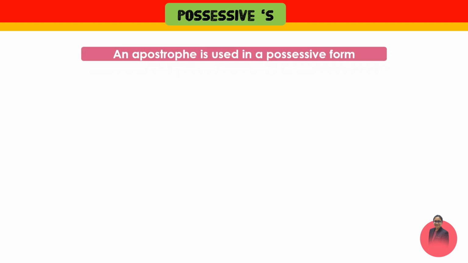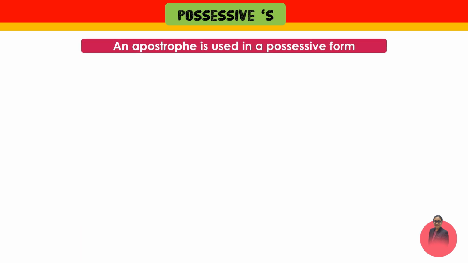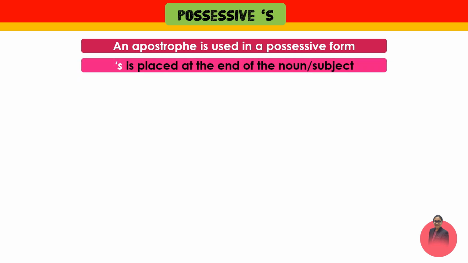Based on our earlier discussion, you would have noticed by now the target item we're going to talk about today. That's right, we are going to talk about possessives and the use of apostrophe S. Generally, an apostrophe is used in a possessive form, meaning we use it to show that something belongs to someone. As a basic rule, apostrophe S is placed at the end of a noun or a subject.